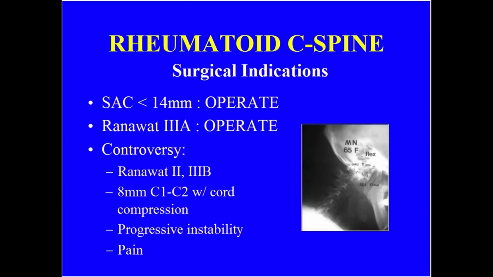Some other numbers that appear in the older literature probably are not as important as this 14 millimeters. Some people used to say if there was 8 millimeters of motion at C1, C2, that's an indication for surgery. If the SAC is still, if they have a nice big spinal canal, I would say, unless they're a Ranawat 3A, you might wait on that one. They're probably not going to give you that. If they have progressive instability, if it's gone to 3 to 5 to 7, again, I think you would probably still wait until they fulfill this threshold or they become a Ranawat 3A.